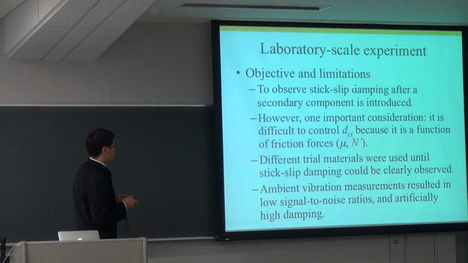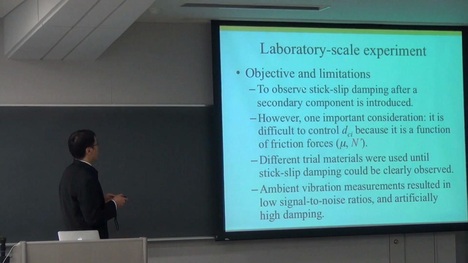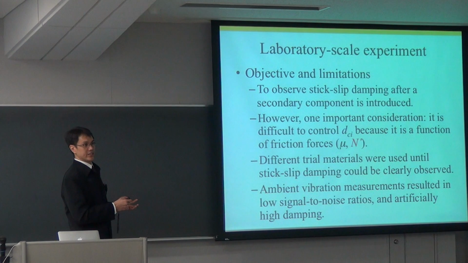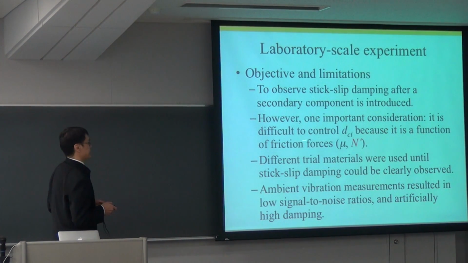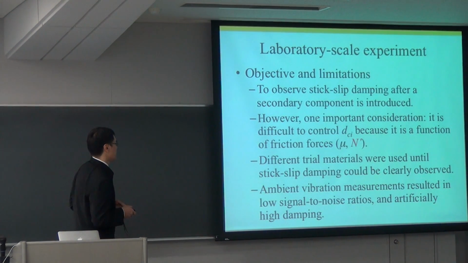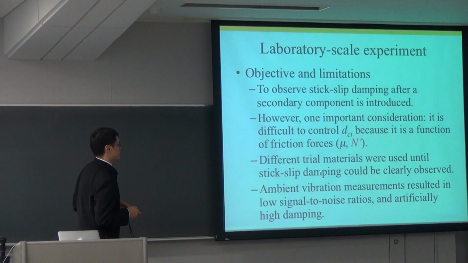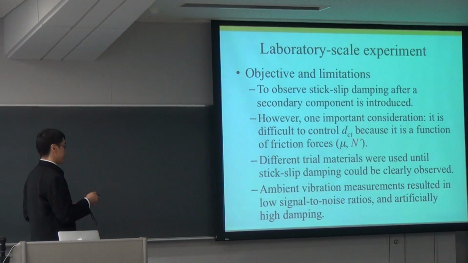So for example, I have a laboratory scale experiment. I have two, by the way, to present here. Here, the objective is to observe stick-slip damping after a secondary component is introduced. But again, one important consideration is it's difficult to control the trigger displacement, because again, it's difficult to control the friction forces and more particularly the normal forces. So actually, I used different trial materials at first. I ended up with one, and that's what I'll present here.